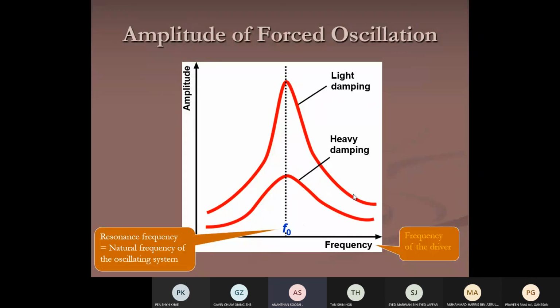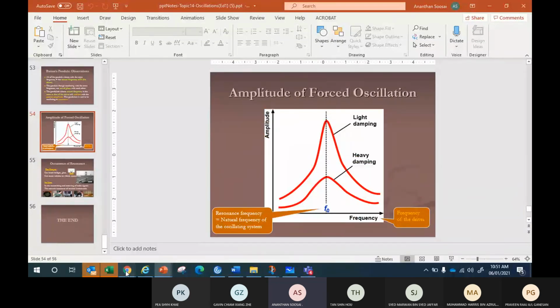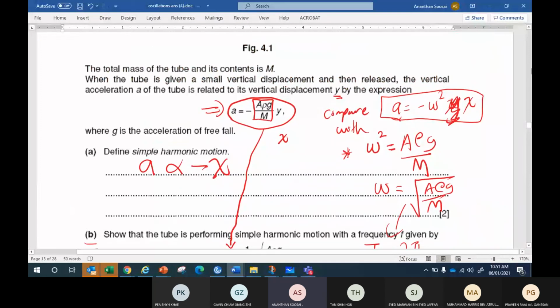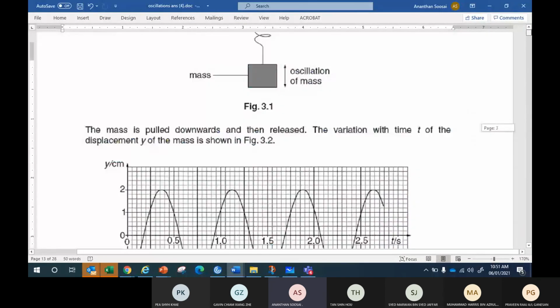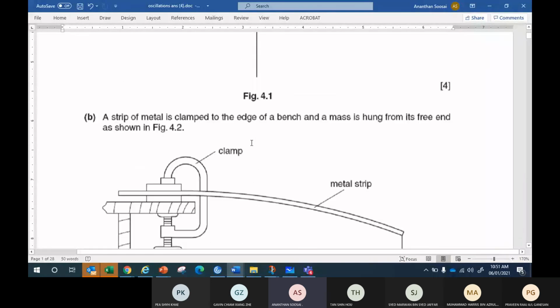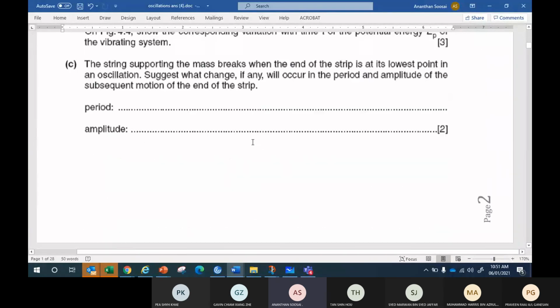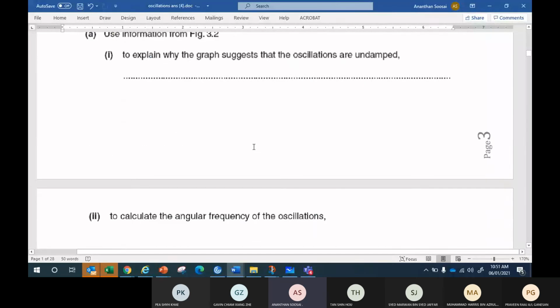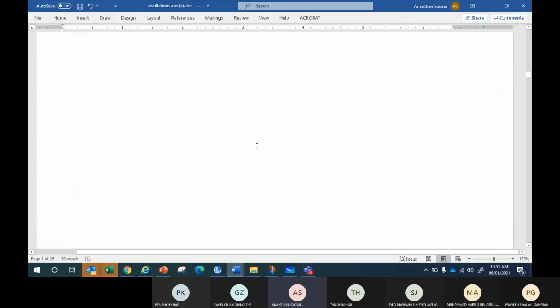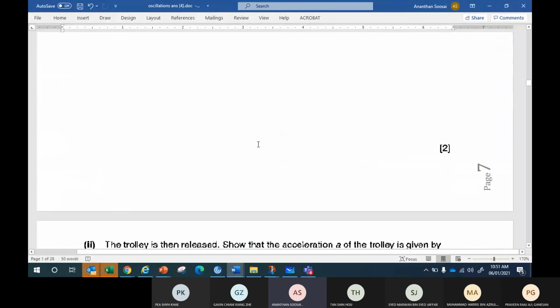So next class, we'll be discussing the questions, the past year questions. So go and try to do the past year questions, the ones in this document. Just spend maybe 1 or 2 hours today going through these questions. Maybe the first few, the more you do, the better. So tomorrow we'll be discussing these questions, the entire SHM.